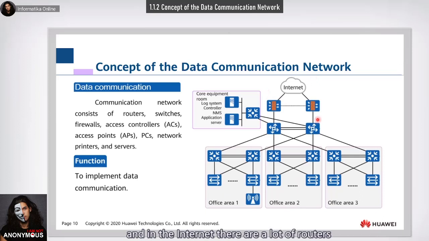And in the internet, there are a lot of routers, and also we will have the firewalls. So put them all together, we form this data communication network. And typically for some wireless network transmission, we also have this access controller and access point for wireless communication. So the function of this data communication network is to implement data communication.